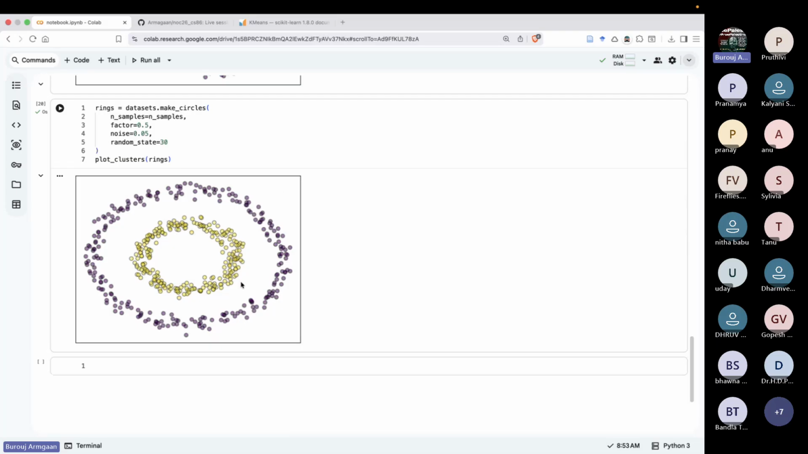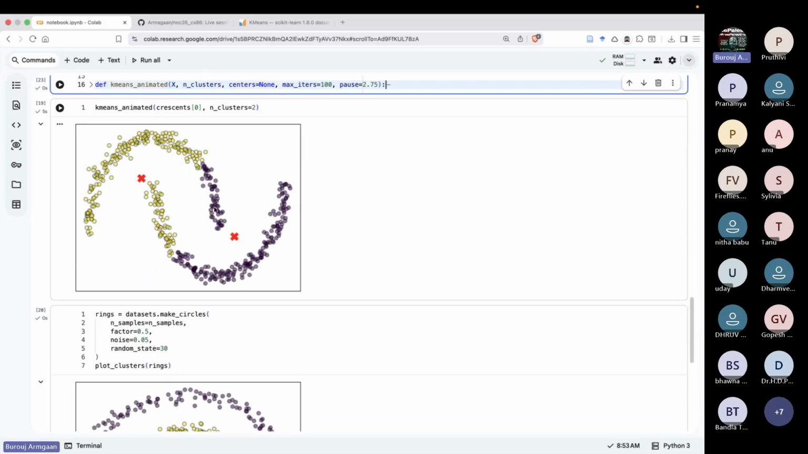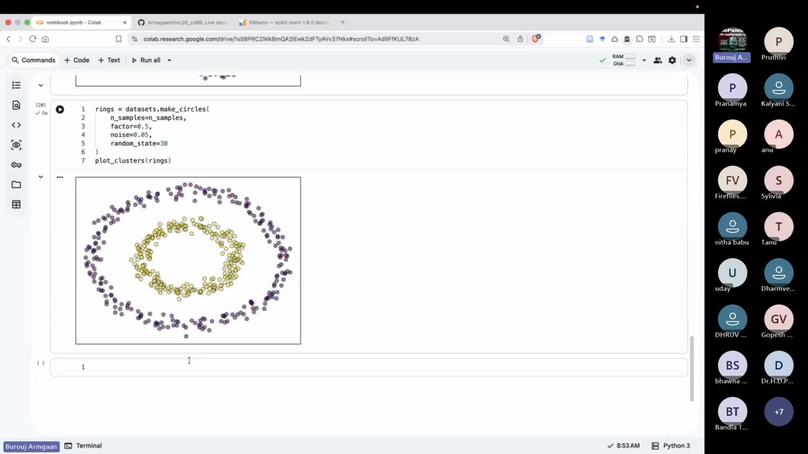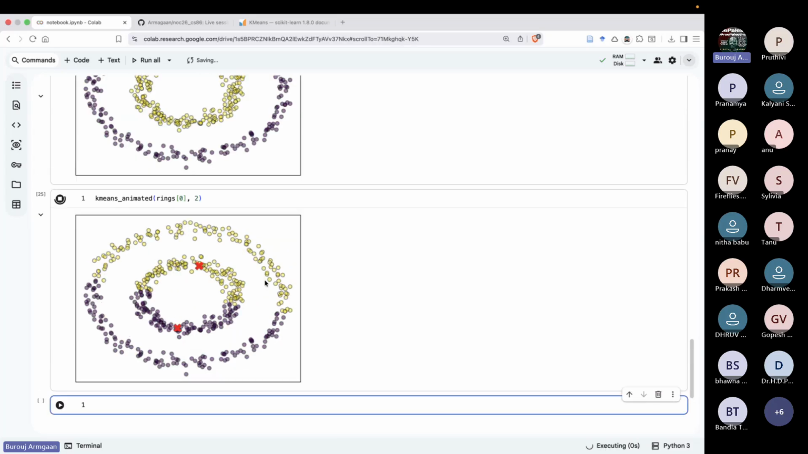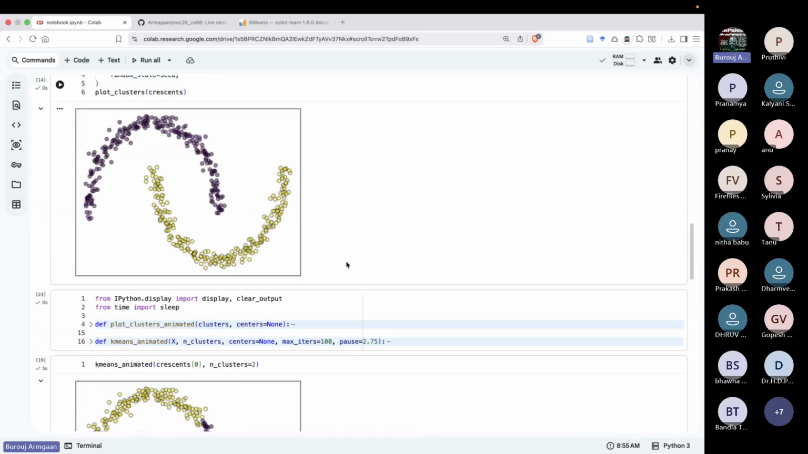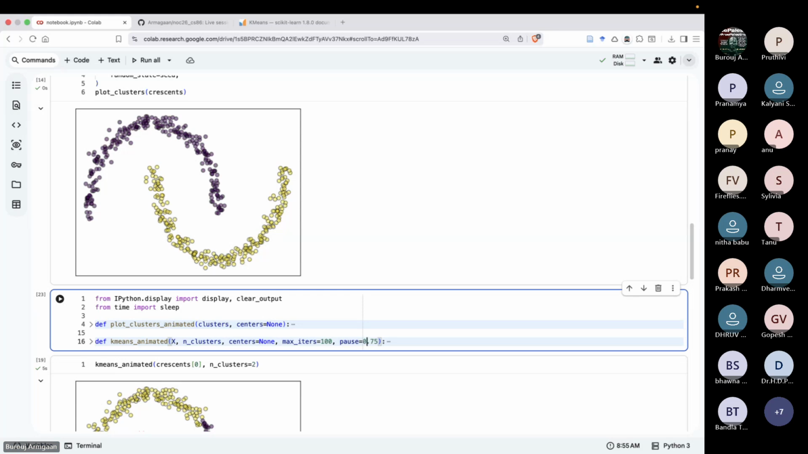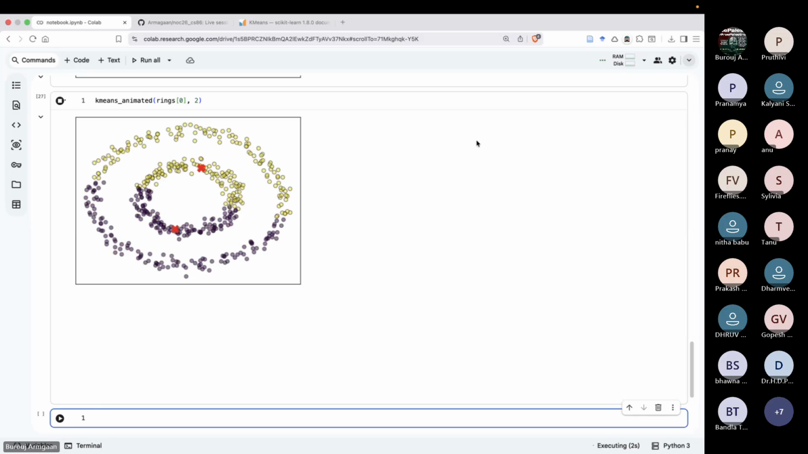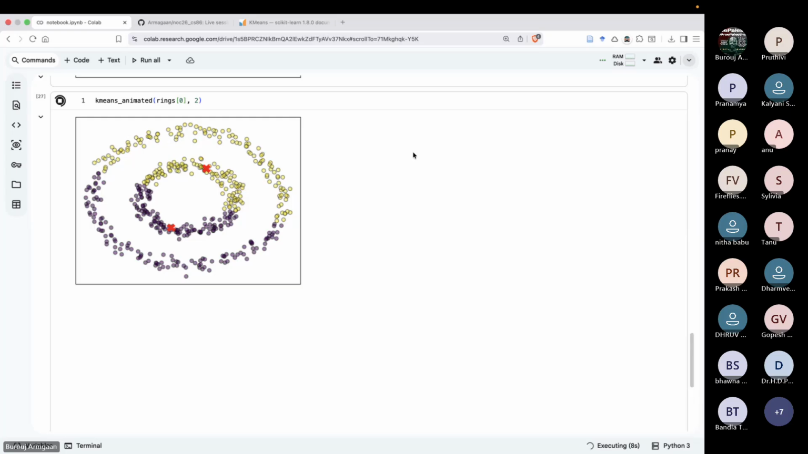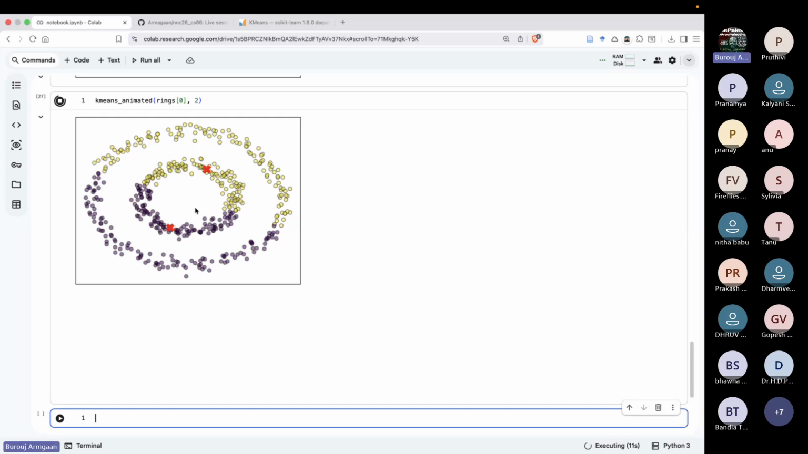Okay, so let's think about this one. In the previous case, it was not a circular data set, so maybe that's why k-means did not work. But what about this one? Both of these are circular in nature. So let's try it on this. Let's say we have k-means animated and we pass these rings and we know there are two clusters. And maybe we should drop the time. So notice that k-means is barely improving.